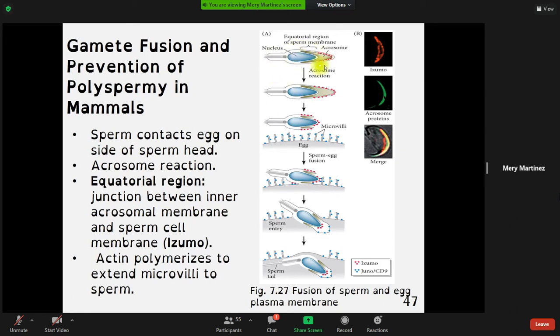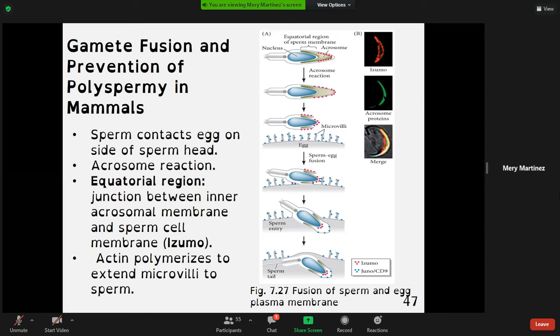So it still has the nucleus that is fully compacted. We have the acrosomal vesicle. In here we have our proteins, except that in this case it's not binding as we saw in sea urchin. In mammals we call it Izumo.